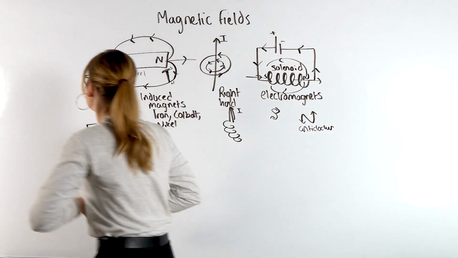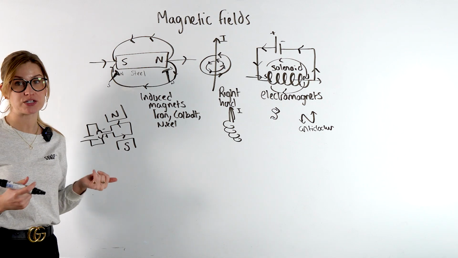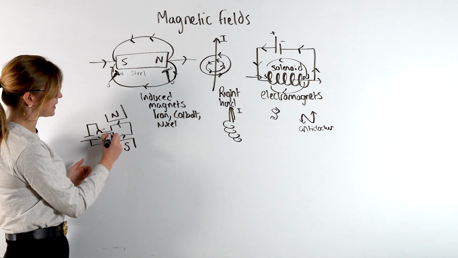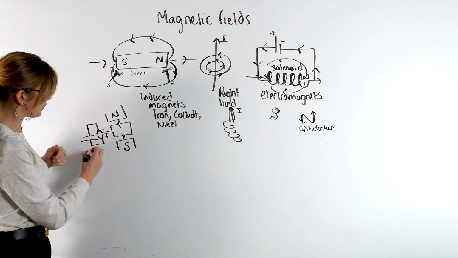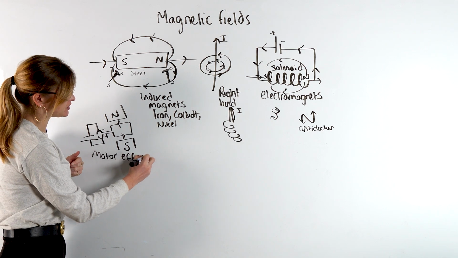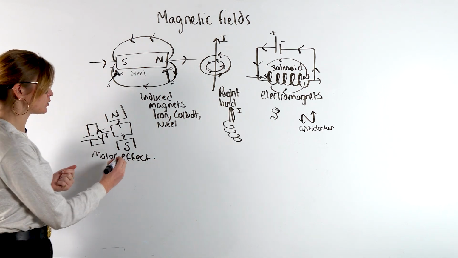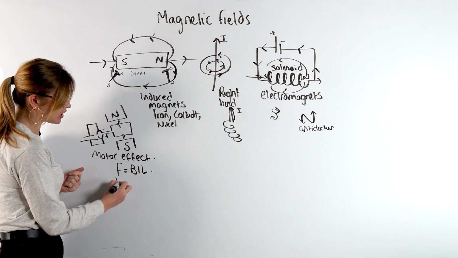Okay, next thing we did then was we looked at the motor effect. So the motor effect was when we have a loop of wire between your magnetic field, okay? And we know what's happened in the motor effect is that we can get this coil of wire to spin, okay? Because we use Fleming's left-hand rule, F equals BIL, and we're going to use our left hand now.